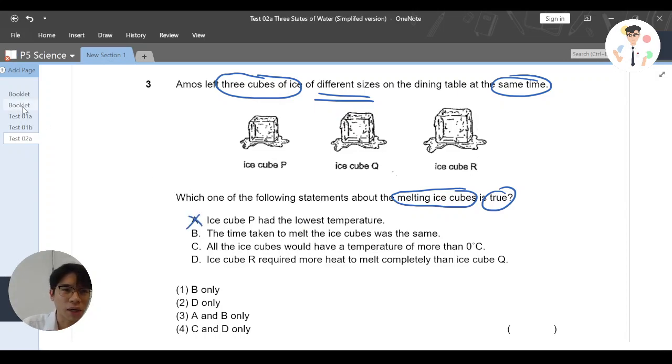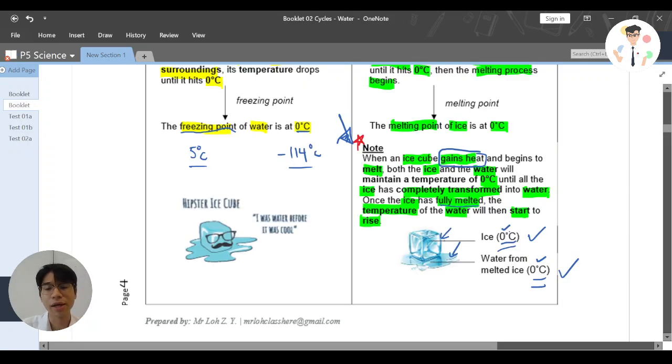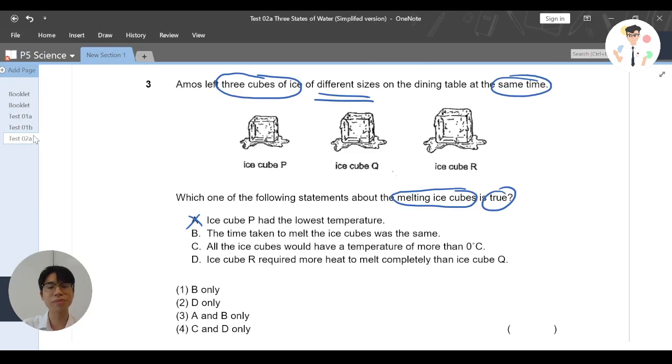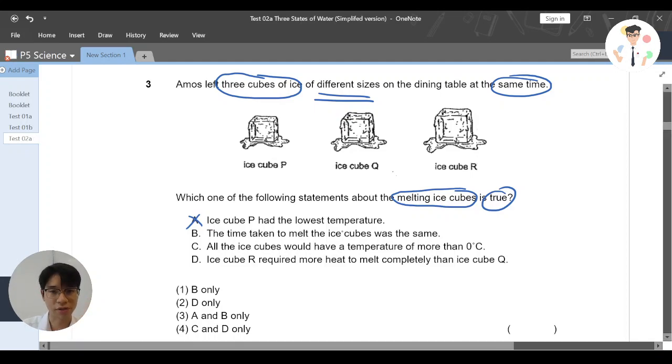Again, go back to your booklet number 2. You still remember that, right? The temperature of ice will be at 0 degrees Celsius. It doesn't mean that if the ice is bigger, it will have a lower temperature. No. It is 0 degrees Celsius.